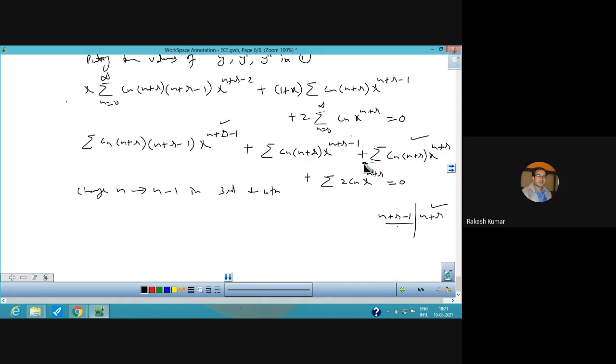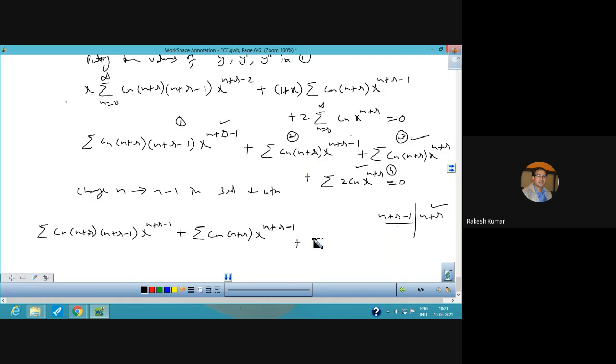So this is your third term, this is your fourth, because this is your first term, this is your second, this is your third, and this is your fourth. So only we need to change in third and fourth term. So first two term will be written as it is. So x raised to power n plus r minus 1 plus summation Cn n plus r and x raised to power n plus r minus 1.